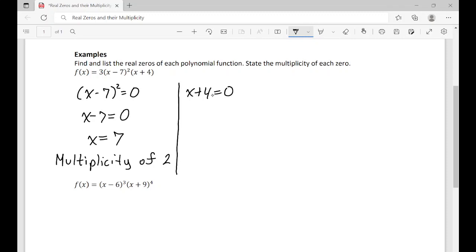And now we're going to do this one. We're going to subtract 4 over. We're going to get x equals negative 4. And because this is to the first power, we say that this has a multiplicity of 1, because it only occurs one time.